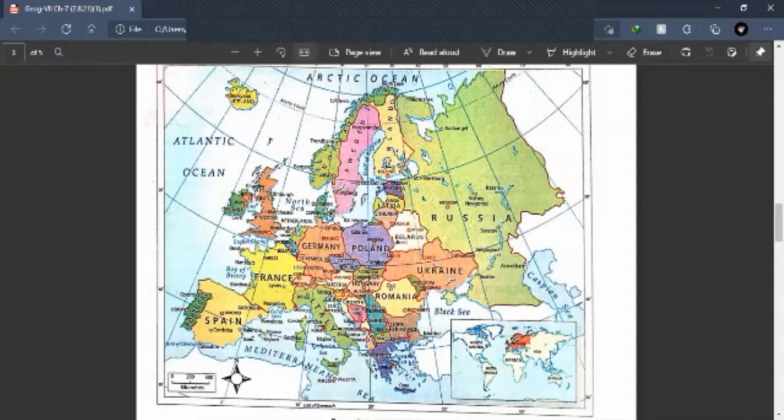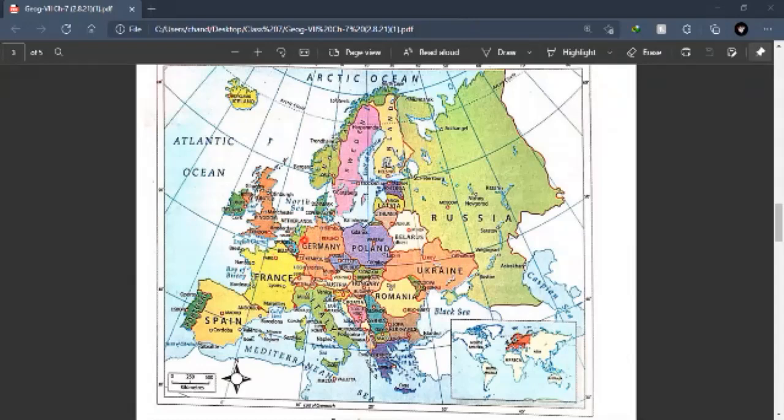Scandinavian countries first: this includes Norway, Sweden, Finland, Denmark, and Iceland. They are named after the Scandinavian highlands found here. Second is the Low Countries, which includes Belgium, Netherlands, and Luxembourg. These countries lie in the low-lying plains.